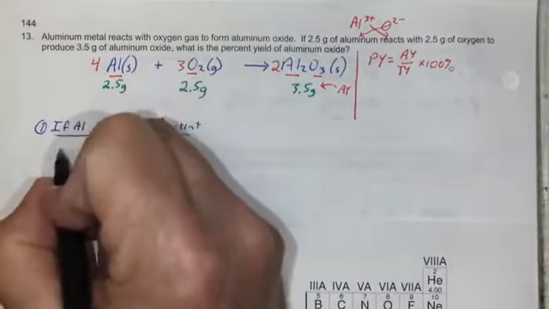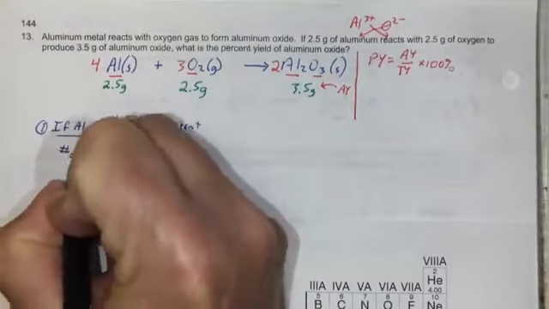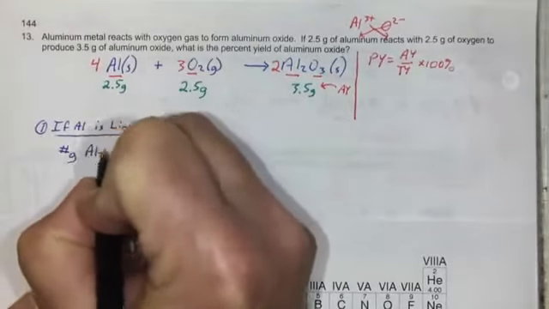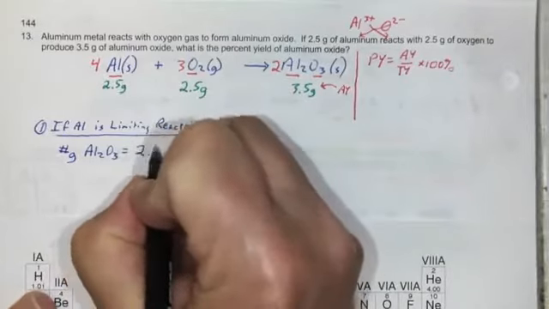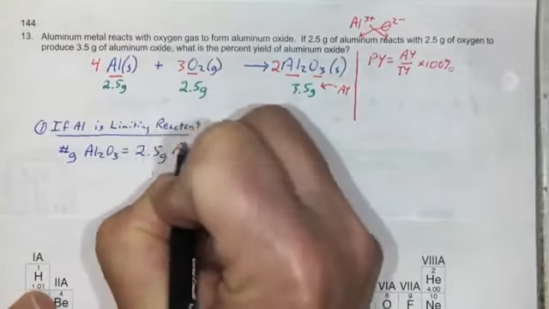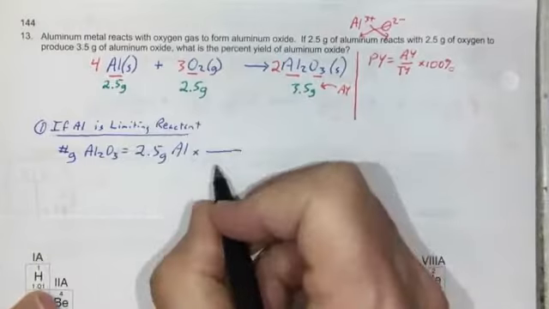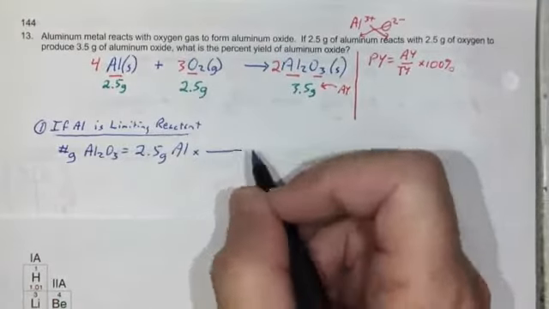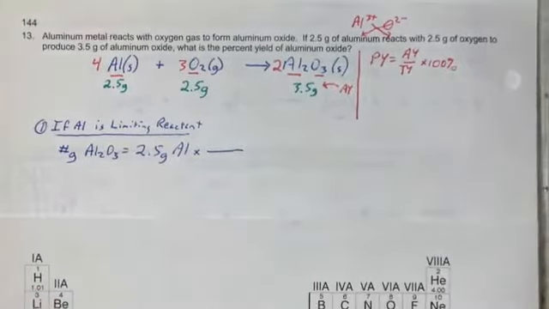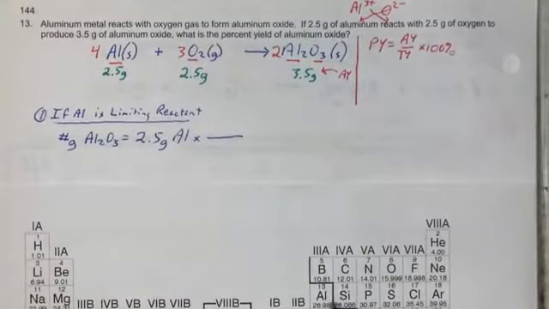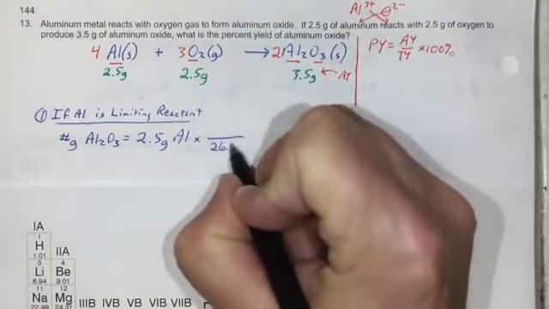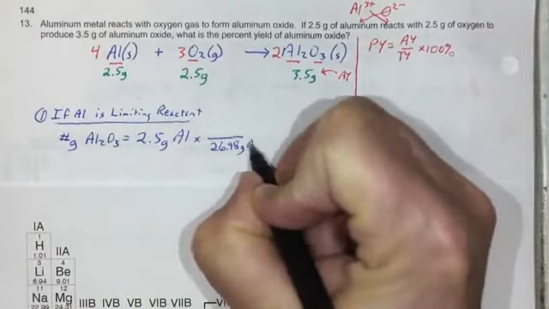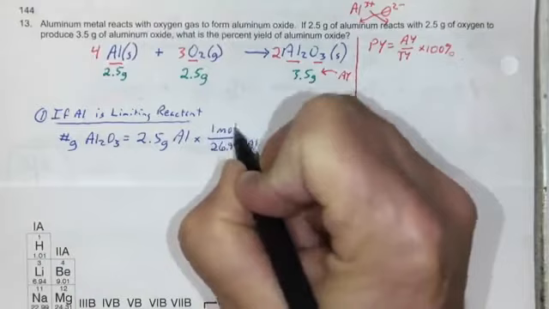So I'm going to calculate the maximum number of grams of Al2O3 that we could get if we're limited by the aluminum. I'm going to start with 2.5 grams of aluminum. Now, as always, we convert from grams to moles using the molar mass. So we go to the periodic table, and the molar mass of aluminum is right down here. It's 26.98. So there's 26.98 grams of aluminum per 1 mole of aluminum.